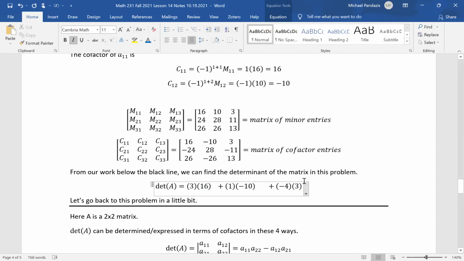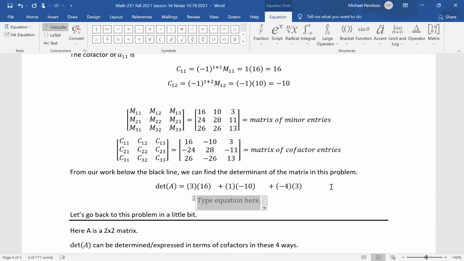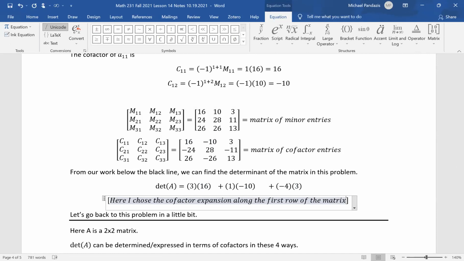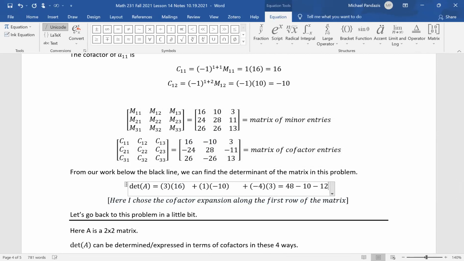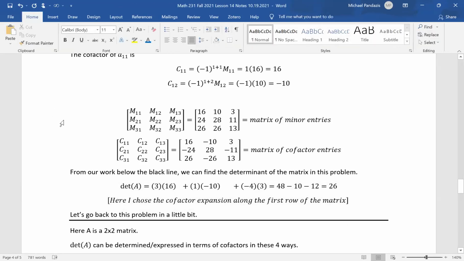And so you just add the products of entries times their cofactors in any row or any column. I chose the first row. So here it shows the cofactor expansion along the first row of the matrix. Okay, and so now when you find the value for the first row, you get 48 minus 10 minus 12. And 48 minus 10 minus 12 is 26. And so the determinant of that matrix is 26. And that's the answer.